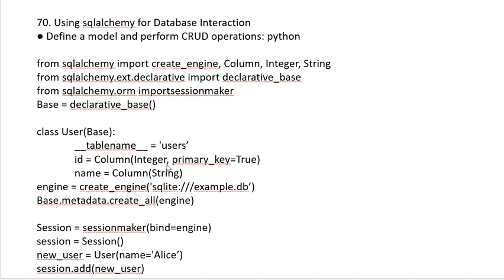id = Column(Integer, primary_key=True), name = Column(String). The engine = create_engine('sqlite:///example.db'), Base.metadata.create_all(engine), Session = sessionmaker(bind=engine), session = Session(), new_user = Users(name='Alice'), and session.add(new_user).